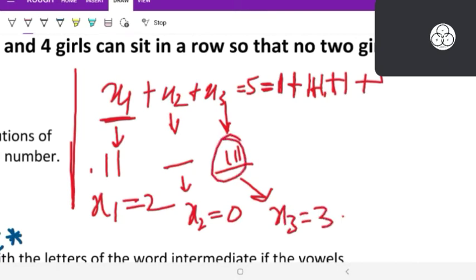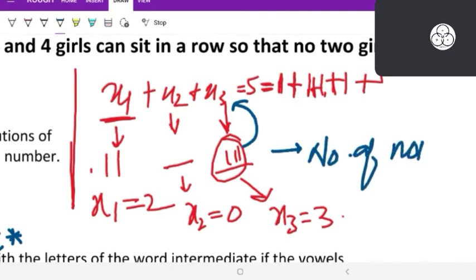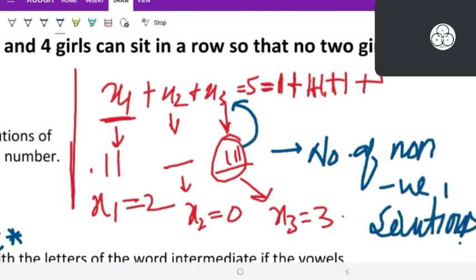So we are just putting these ones in the boxes. How many different ways are there to put the ones in the boxes? They are simply the number of non-negative solutions. This is what is known as Beger's method.